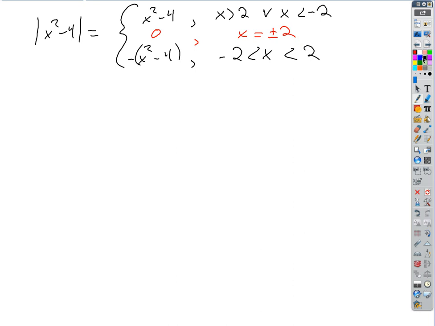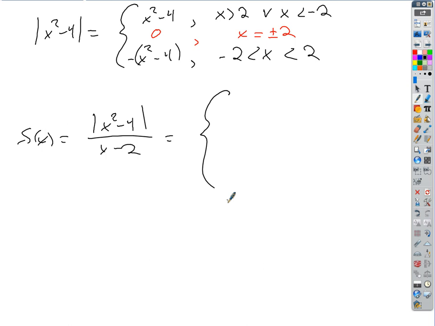But we were trying to find f of x equals the absolute value of x squared minus 4 over, was it x minus 2? Yes. How does that change things? Just dividing everything by x minus 2, isn't it? All right. So we've still got this piecewise function, but each piece is just going to get divided by x minus 2. So what's the top one going to be? I'm going to end up with x squared minus 4 over x minus 2, which is what?